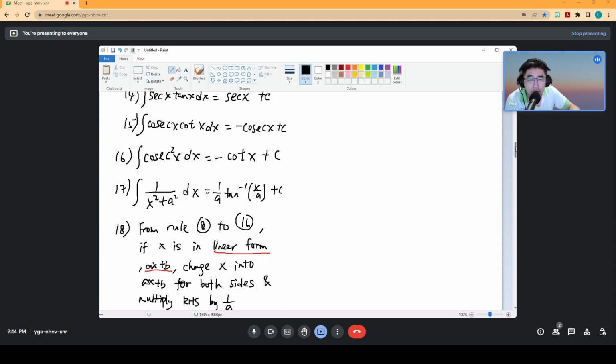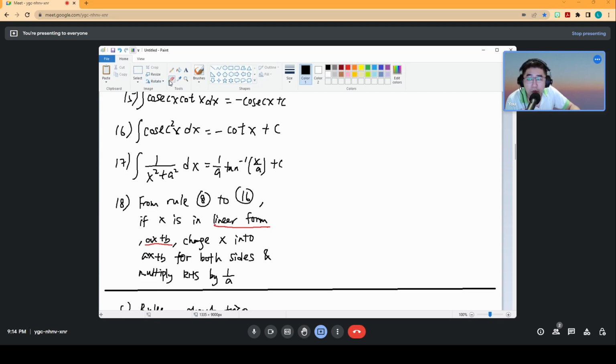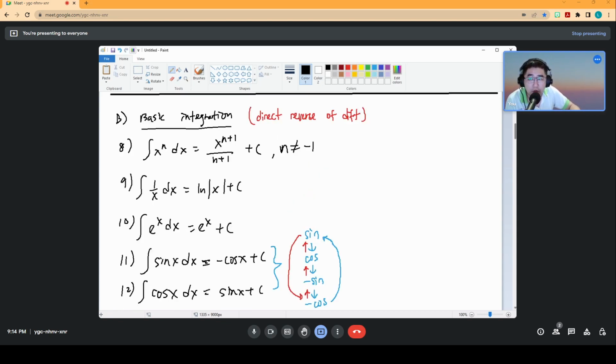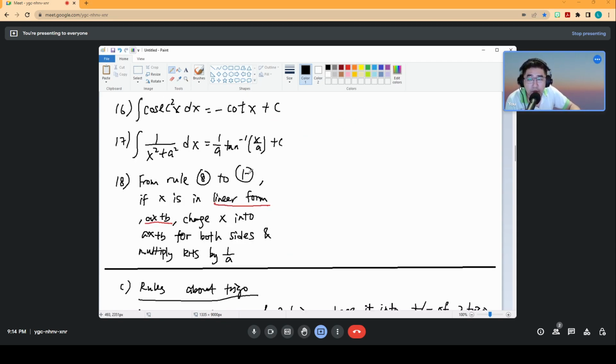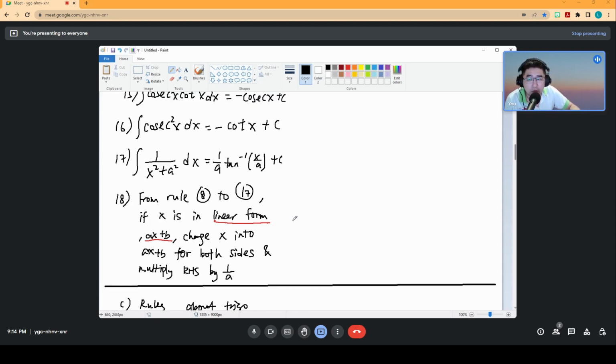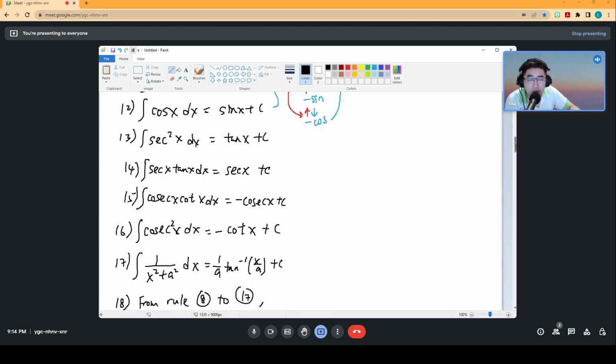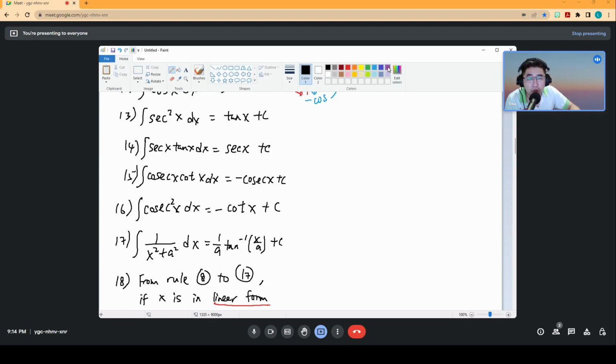So for rule 8 to rule 17, if x is in the linear form, ax plus b, then change x into ax plus b for both sides and multiply the right hand side by 1 over a. So please understand that this rule 18 is only true if it's linear. It is not true if it's not linear.